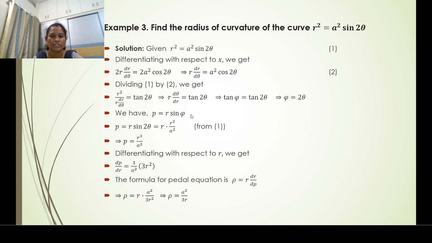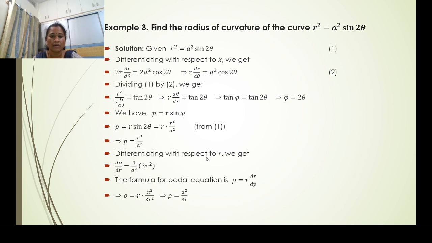We have the relation p is equal to r sin psi. What is psi here? Psi is 2 theta. p is equal to r sin 2 theta. What is sin 2 theta? From the equation we can take it as sin 2 theta is r square by a square. Okay, simplify this, we get p is equal to r cube by a square.